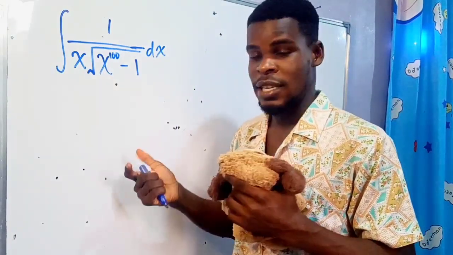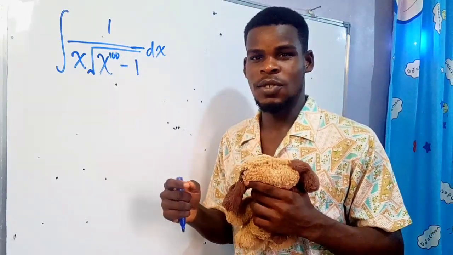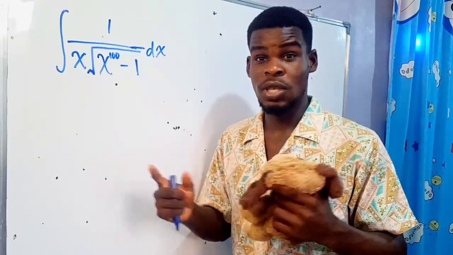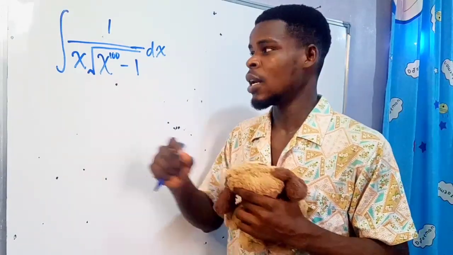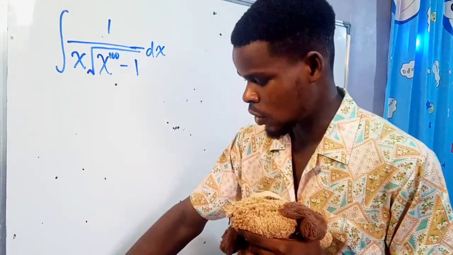Well, as I said in some of my previous videos, with integrations you may not really know how to get started, but you just need to try some things, provided you know the techniques, right? That's why they are called techniques. So we're going to try the u-substitution here, and I'm going to call u the whole of this square root of x raised to the power of 100. So let's see what we have.